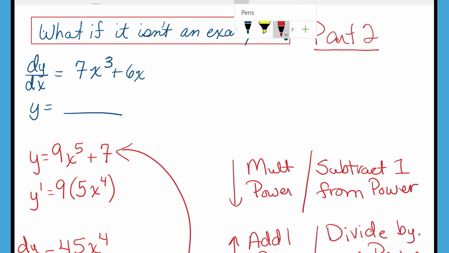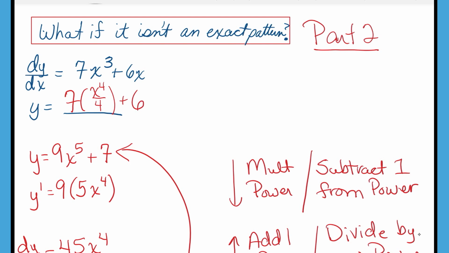All right, here we go. So the 7 is going to stay there, and we're going to add a power, which is x to the fourth, divided by 4, and then we're going to leave the 6 alone. We're going to add a power to 1, which is 2, and divide by 2. And when you clean it up, you end up with 7/4 x to the 4th plus 3x squared. And don't forget that little thing that could be there that we're calling c. Okay, so that's not too terribly bad. We just have to reverse the power rule that we learned before.